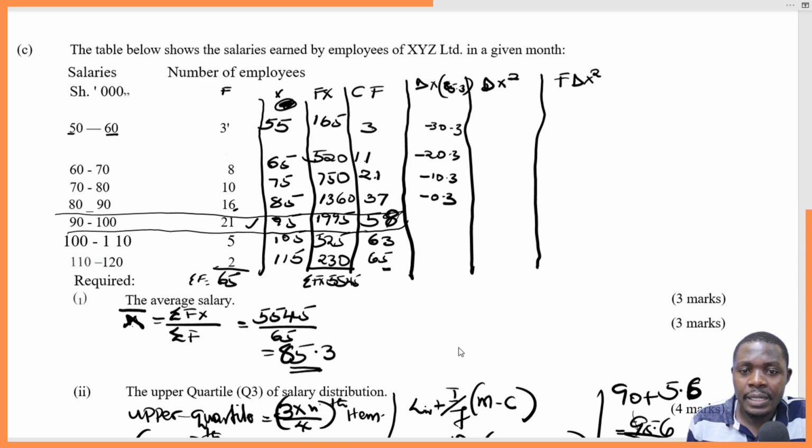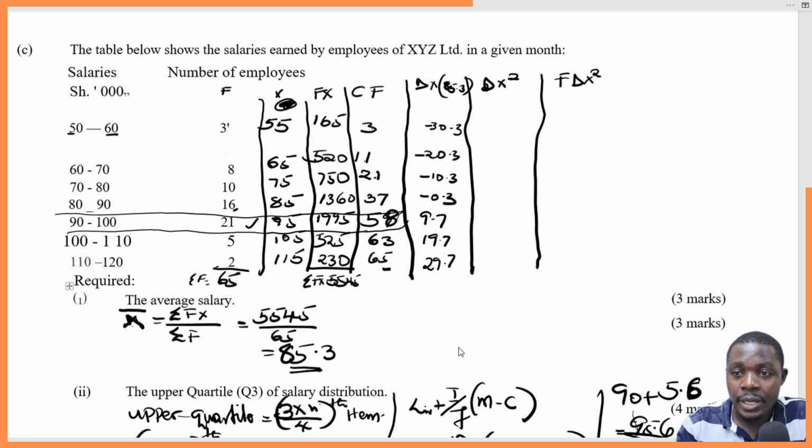Then we have 95 minus 85.3, you get 9.7. Then 105 minus 85.3, you get 19.7. And this one is 115 minus 85.3, you have 29.7.